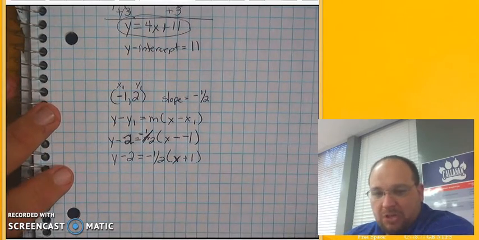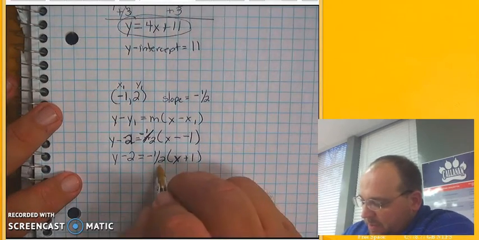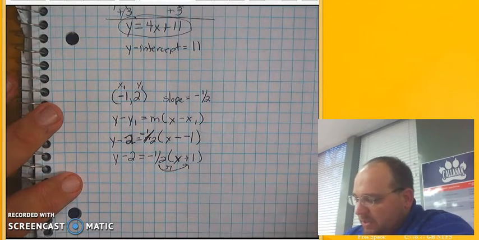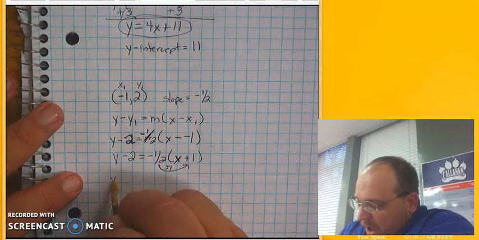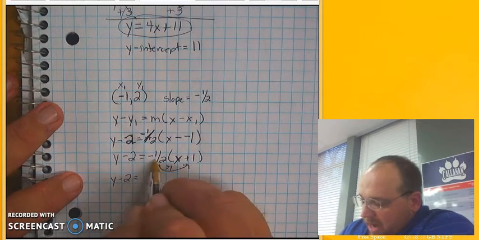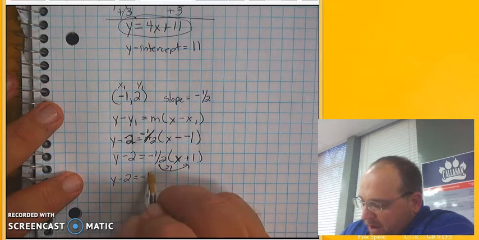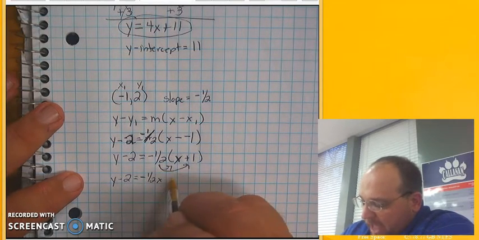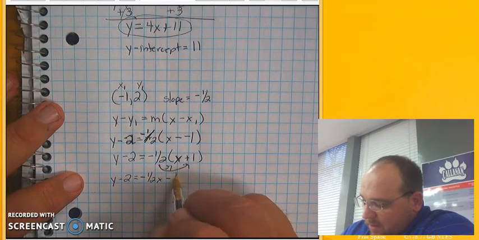My next step is to do the distributive property. So I'm going to do the distributive property of the negative 1/2 x and then the negative 1/2 into 1. So that leaves me with y minus 2. Negative 1/2 times x gives me negative 1/2 x. Negative 1/2 plus 1 would actually give me a minus 1/2.